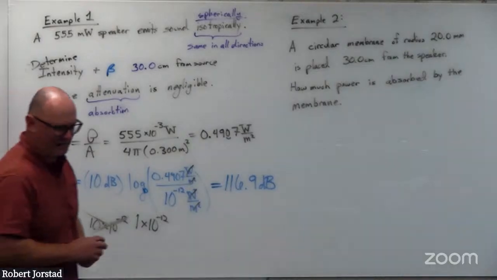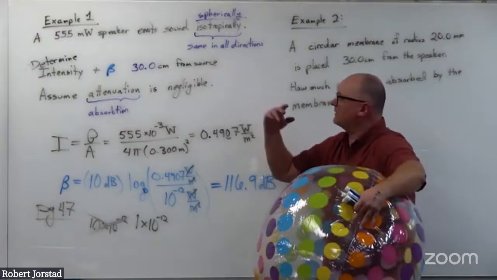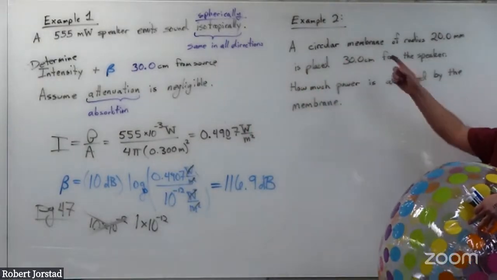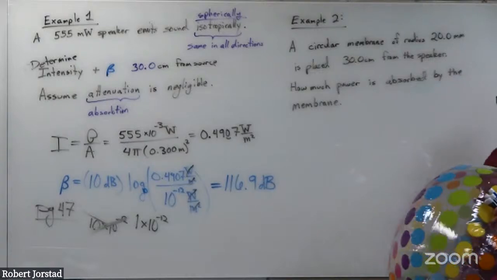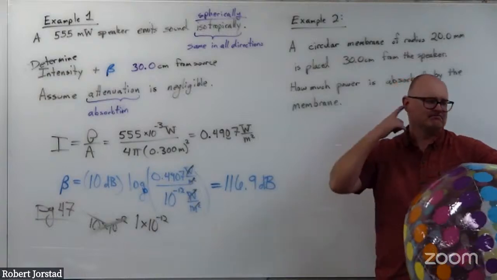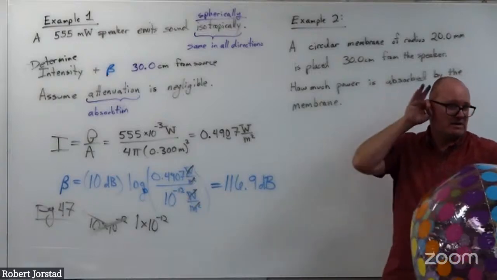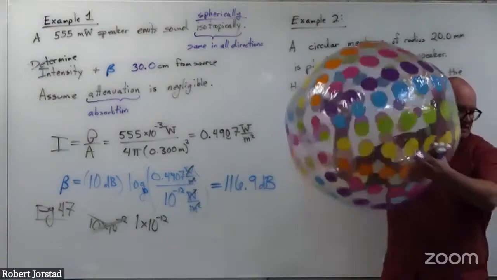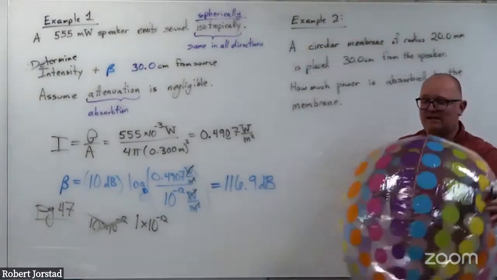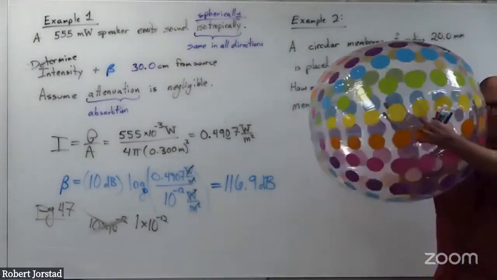This one is kind of tricky. You have the sound emitting from the source, and let's take it one step further. A circular membrane of radius 20 millimeters. Can you think of any circular membranes of about that size? Your eardrum is about that size and shape. So imagine a tiny little membrane pressed up against there. Obviously, not all of the sound energy is going to go into my ear. Only some of it will.